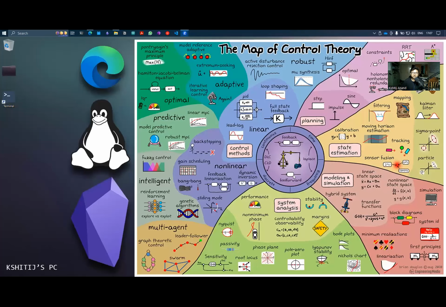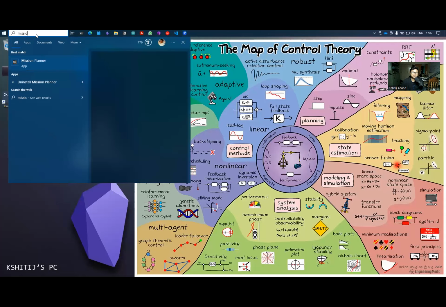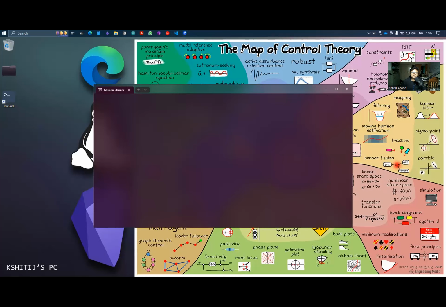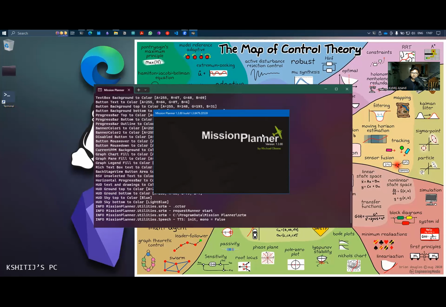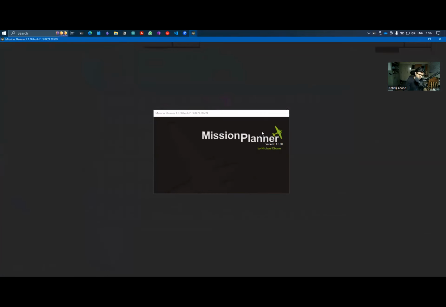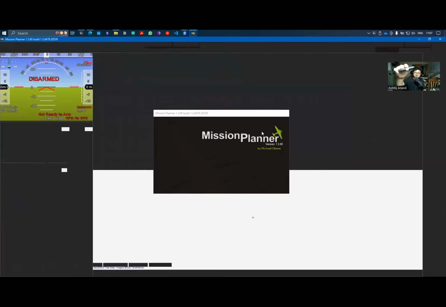I'll share my screen. I guess my screen is visible. Yeah, it's visible. So Mission Planner is an app you can simply get from the ArduPilot website. And you need to have a micro B connector. The ArduPilot has a USB micro B port on this side.